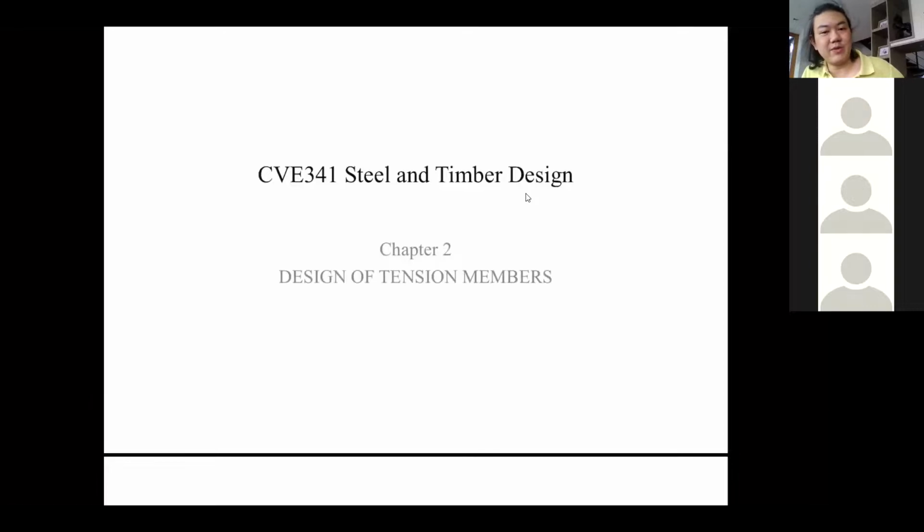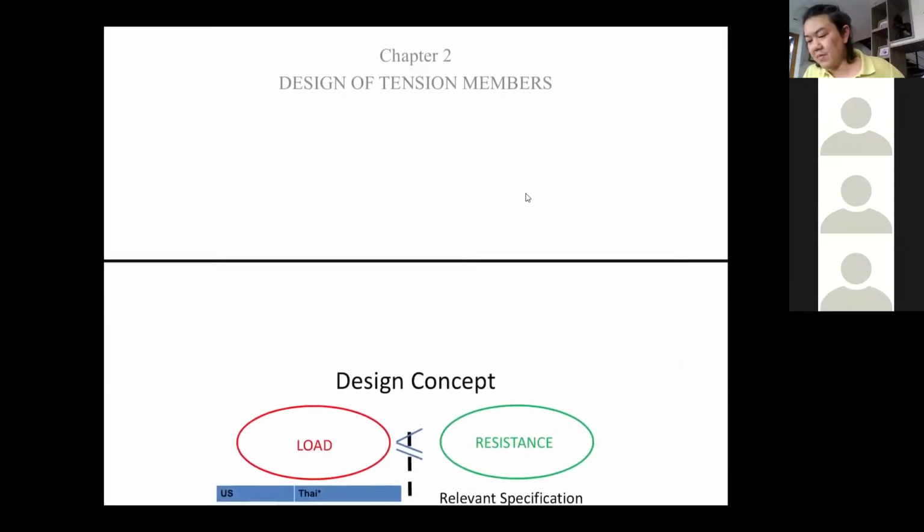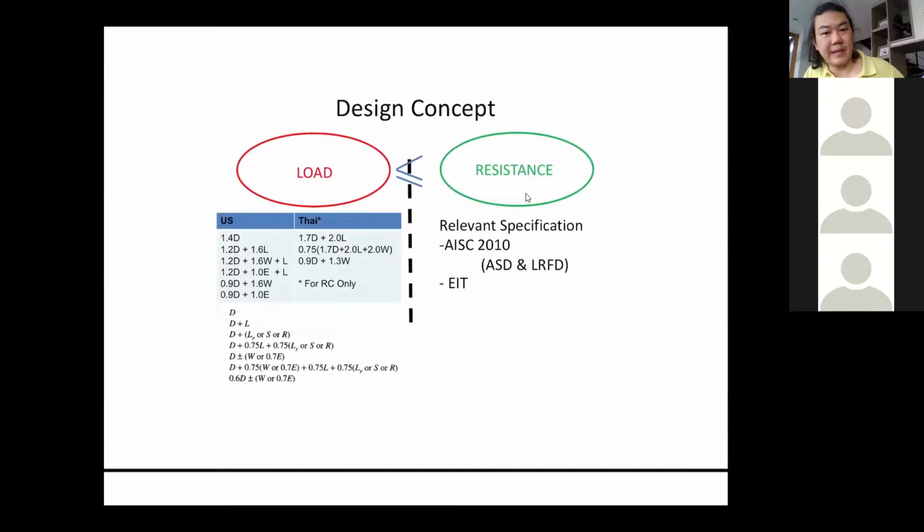Okay, so here's chapter 2, design of tension members. Here is something that I already mentioned in the beginning of the class. We are here to design something. We are here to choose the structure that will be strong enough to withstand the load. So whatever we do, the concept is this. You will have the load based on the requirement of the law, and then you will have to come up with something that has resistance greater or equal to the demand from the load by the law.